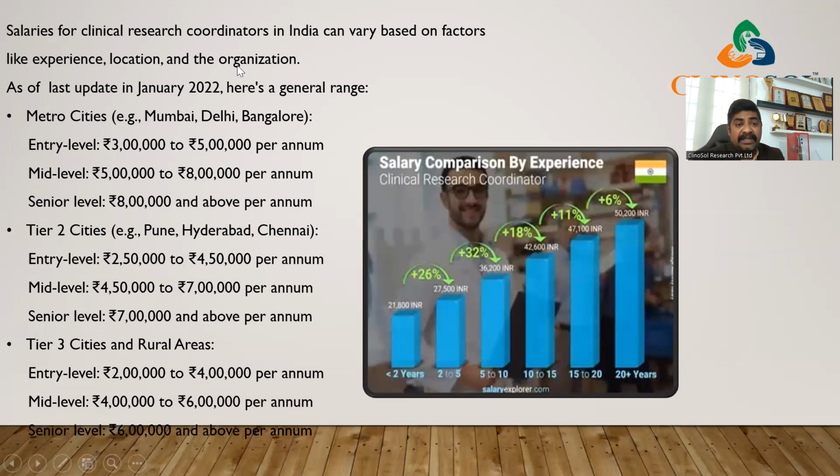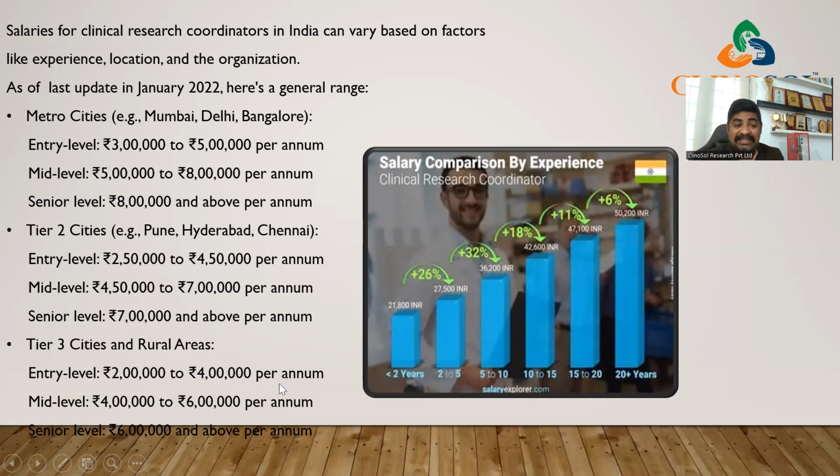So now, as per the experience and based on the location, the salary might vary. So we have taken the salaries on an average. In metro cities like Mumbai, Delhi and Bangalore, the entry-level salaries are from 3 lakhs to 5 lakhs, mid-level is 5 lakhs to 8 lakhs, and senior level is 8 lakhs and above. In tier 2 cities like Pune, Hyderabad and Chennai, it is 2 lakhs 50,000 to 4 lakhs 50,000 for entry level. Mid-level is 4.5 to 7 lakhs, and senior level is 7 lakhs and above per annum.